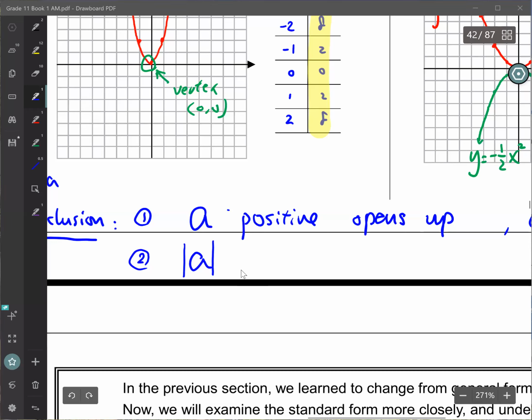Okay, so only 2 people, right? So Eric, can you tell us what absolute value does? So the value inside the 2 bars will always be positive. Yes, very good. Okay, thank you.